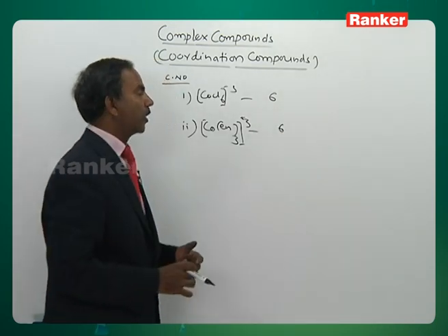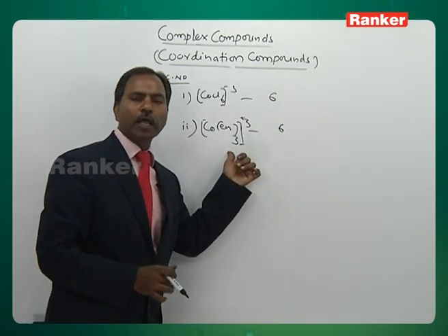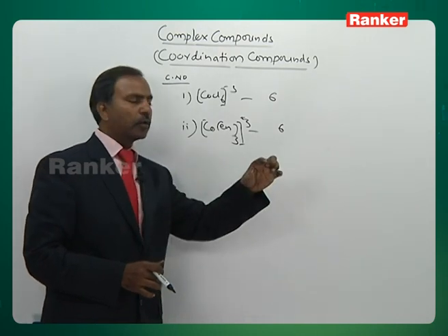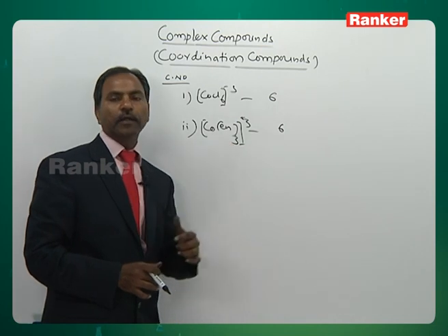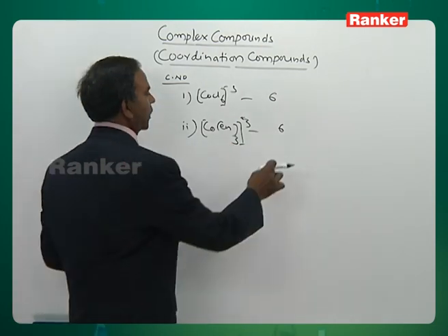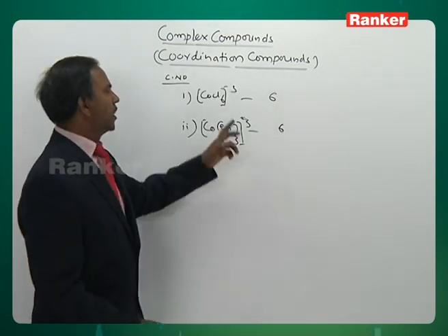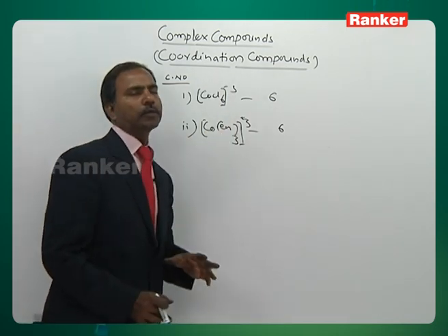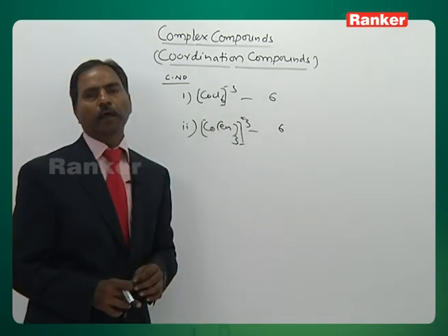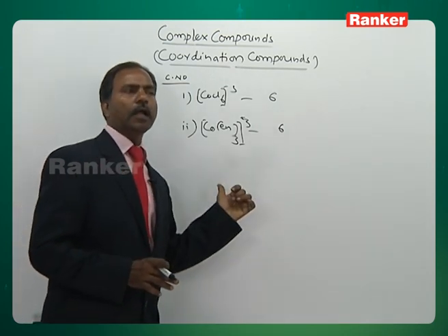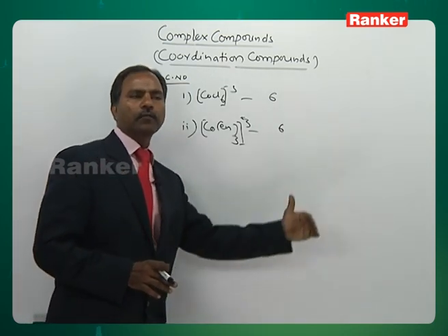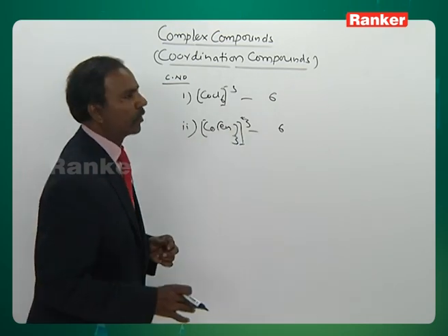Why are we saying 6 chemical bonds? Each ethylene diamine is bidentate. Each is capable of forming 2 bonds. Therefore, total 3 ligands, and each is forming 2 bonds, so the total comes to 6. Like this, based on the number of chemical bonds only, you can easily say the coordination number. The total number of chemical bonds between the metal atom and donor atoms of all the ligands, we call it the coordination number.